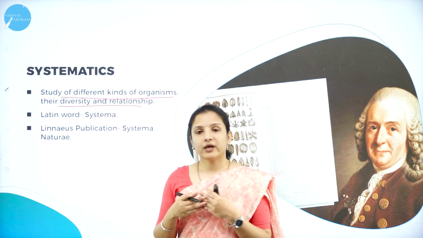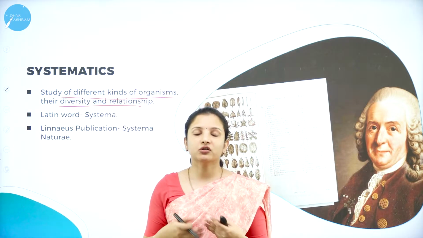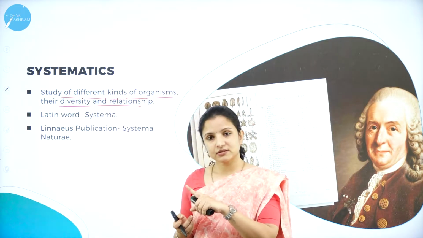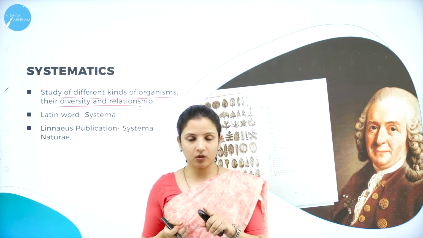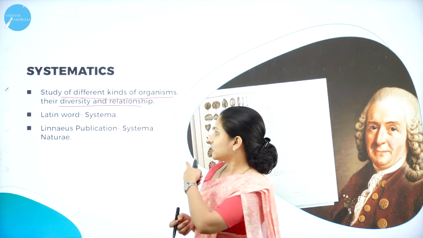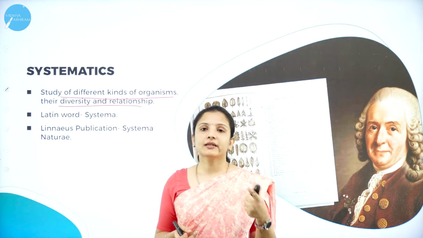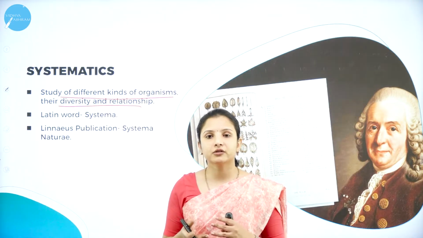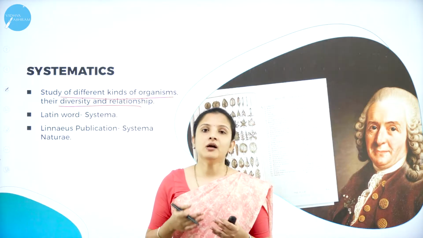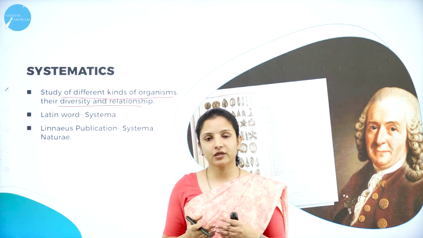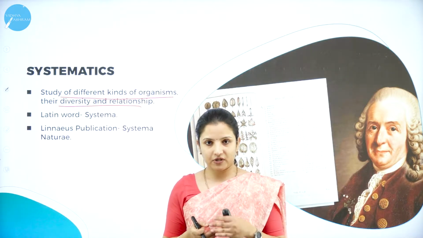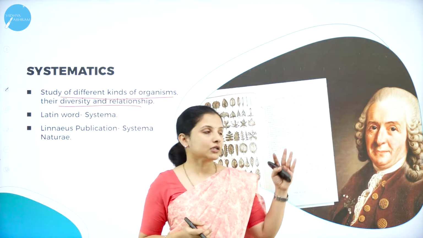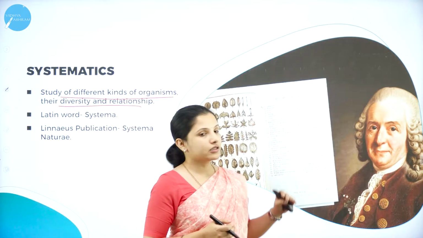So I told you, whenever a naming or a classification is done in taxonomy, it is always in Latin. So the word systema also came from the Latin word. Why is it Latin? Systematics is related to Linnaeus, because Carolus Linnaeus was the first person to introduce the binomial nomenclature, and also the first person to introduce the taxonomic classification, or the hierarchy in taxonomy. So the entire credit goes to Carolus Linnaeus. He is the scientist behind it.